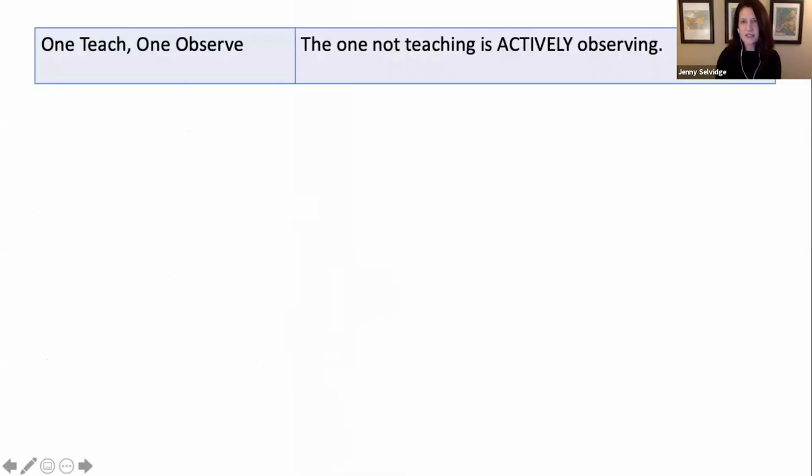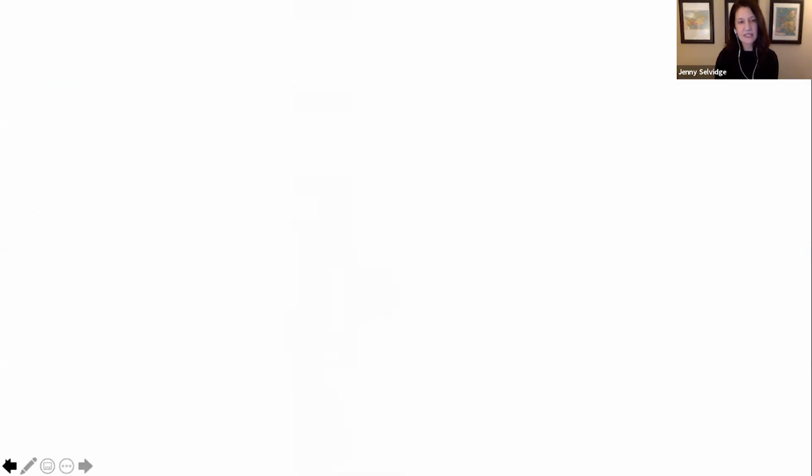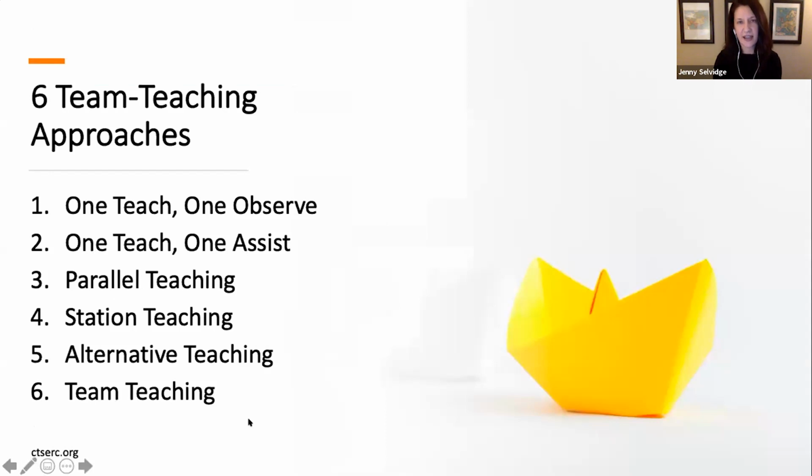Okay, so let's start here with one teach, one observe. One thing I want to mention is all of these types are active. Both people, both teachers, are actively engaged. There is not one of these where one sits back and doesn't do anything. So even in observation, they're actively engaged.